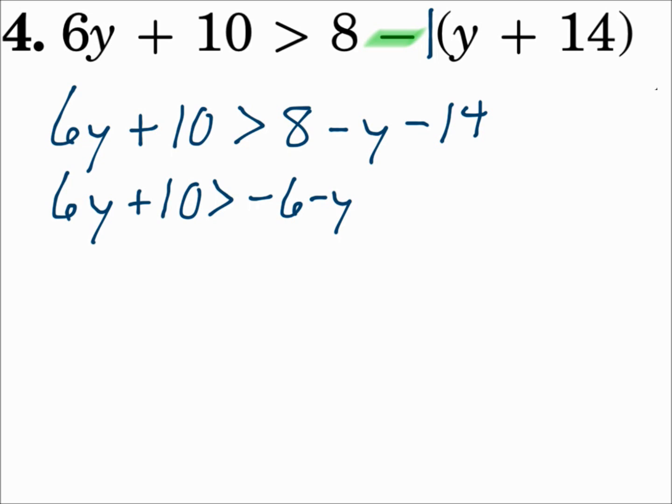Now add or subtract. Get the y's on one side. We can move the one on the right. It's a y being subtracted, so do the opposite and add y to both sides. 6y plus y is 7y. And on the right, the y's cancel.